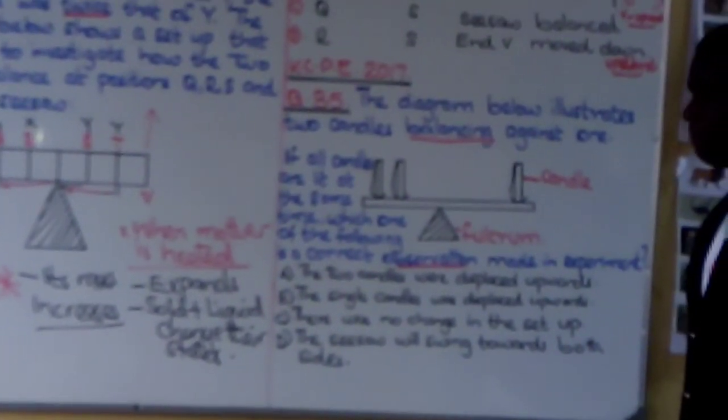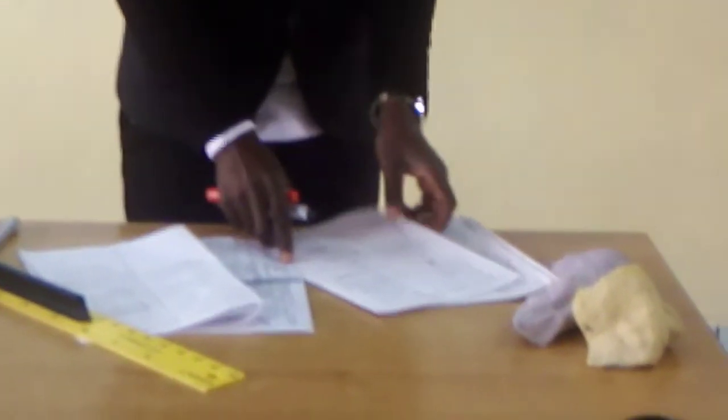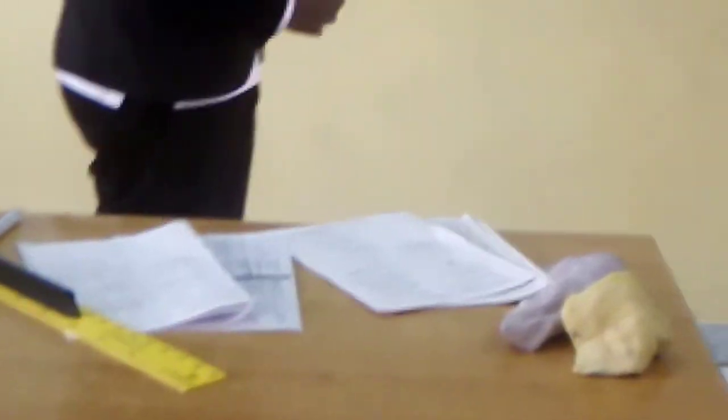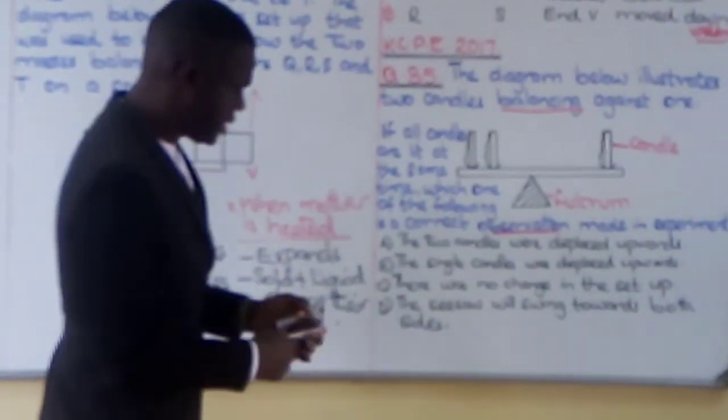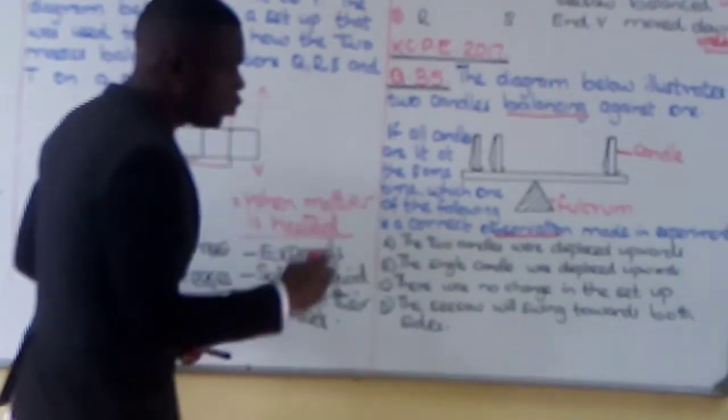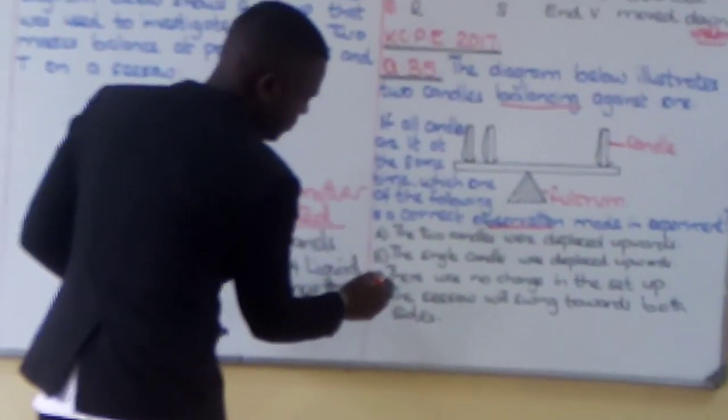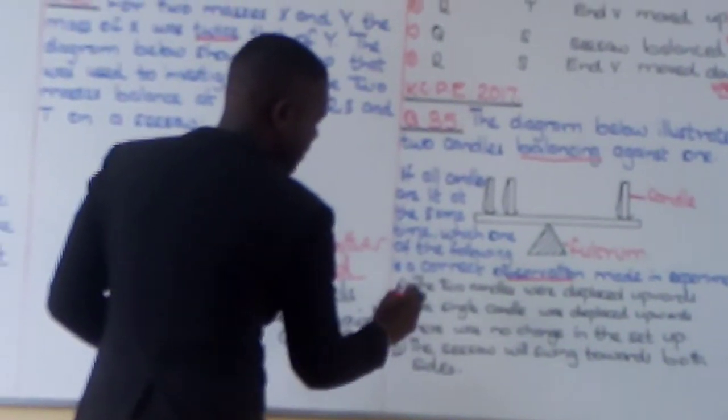Boys and girls, let's look at those facts and consider that. And then we come up with the right answer. Now, here, we want to say that the single candle, that's what the KCPE gave us as the right answer. The single candle, not candles, the single candle was displaced upwards. How is that true? Lit at the same time, yet they were balancing. If they were balancing, that means the position was not changed. According to that argument, then there was no change.